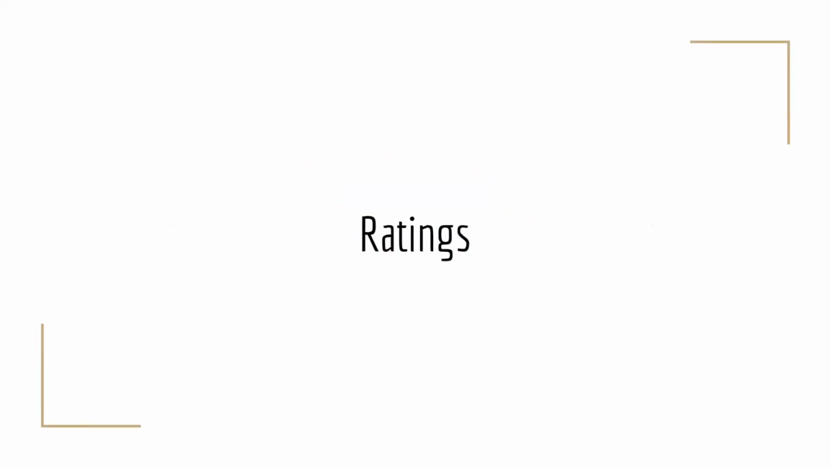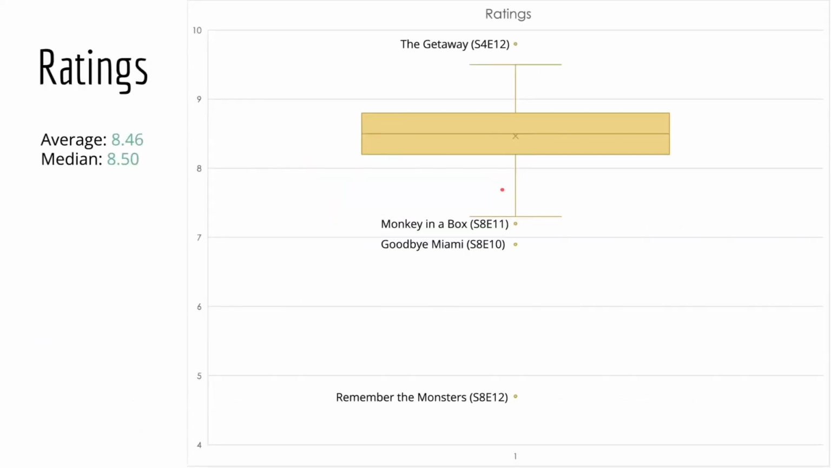So I'm going to start by talking about the ratings. All these are just taken from IMDb on a scale of 10, with 10 being the highest rating. This is just a box and whisker plot of the ratings. So you can see that the highest rated episode is the season 4 finale, The Getaway, rated at 9.8. The median rating is 8.5 and the average is 8.46.